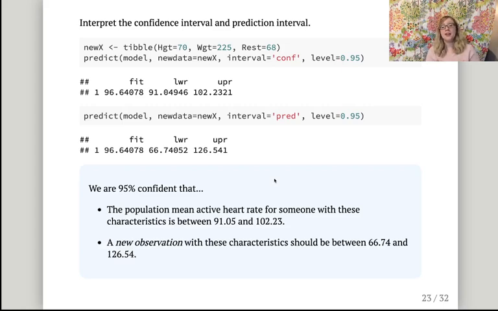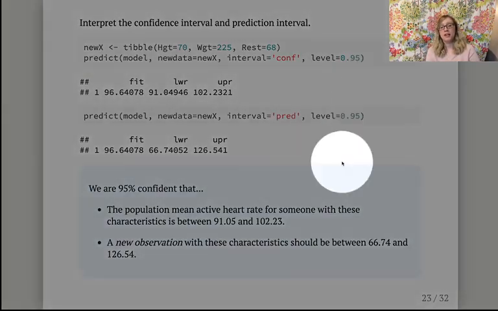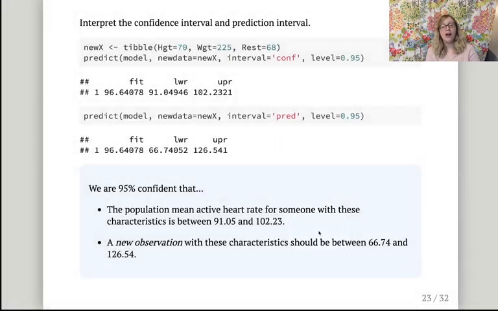So based on this, here's what we can really say. We're 95% confident that the population mean active heart rate for someone with these characteristics should be between 91 and 102. So this is the population average. For a new observation, a single individual with these characteristics, we would expect to see anywhere between 66 and 126. So there's a lot more variability with what we expect for a single person.